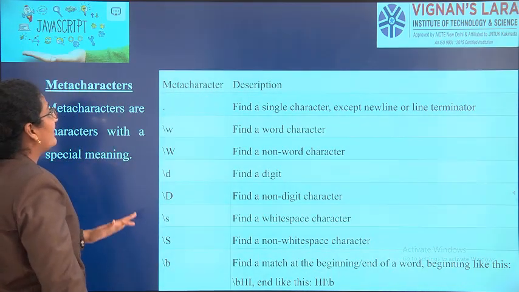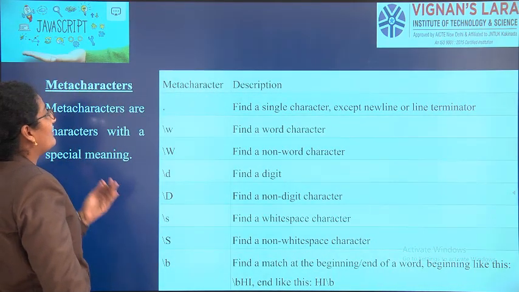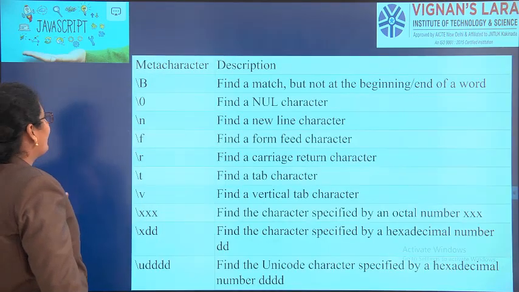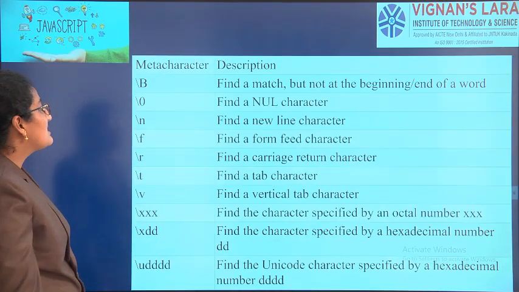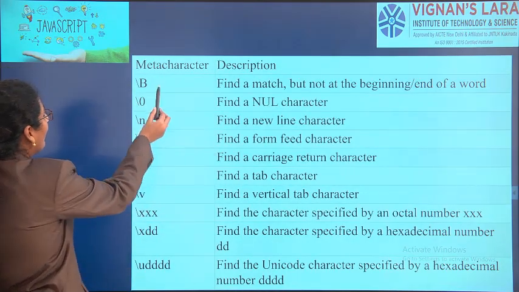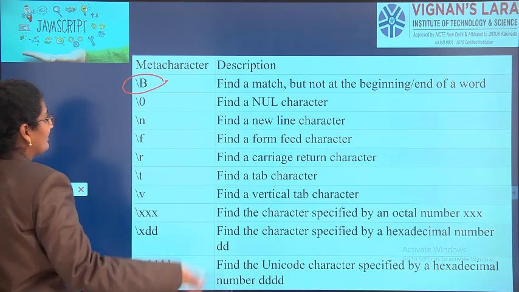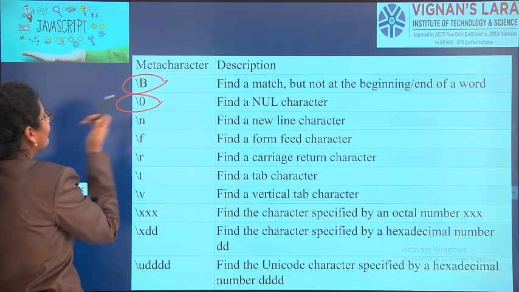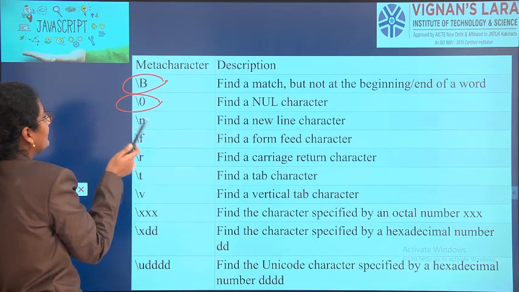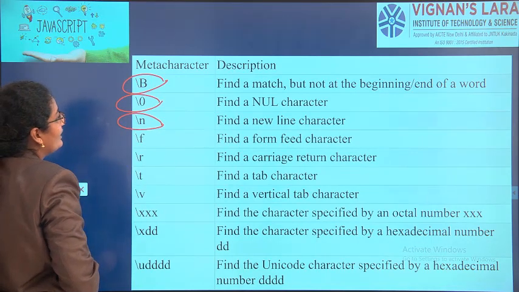So these are meta characters. Meta characters are nothing but characters with special meaning. See, what is slash capital B? Find a match but not at the beginning or at the end. Slash capital O, find a null character. Slash small n, find a new line character.